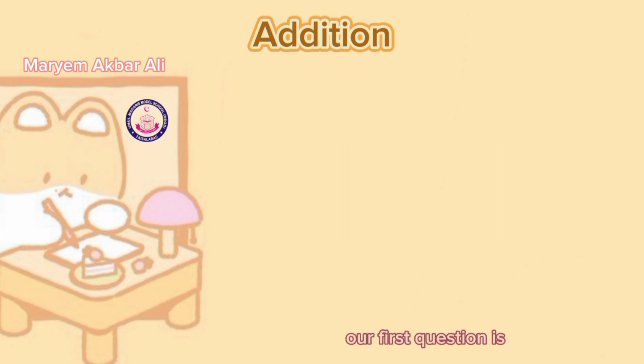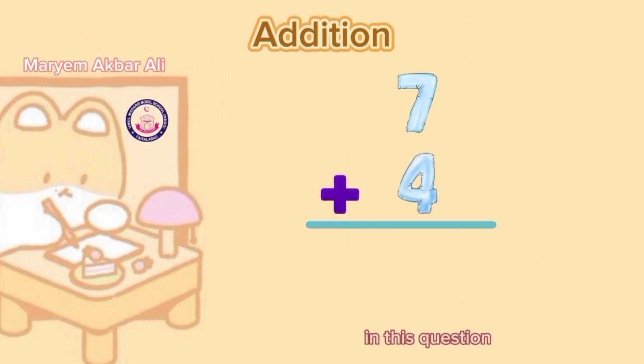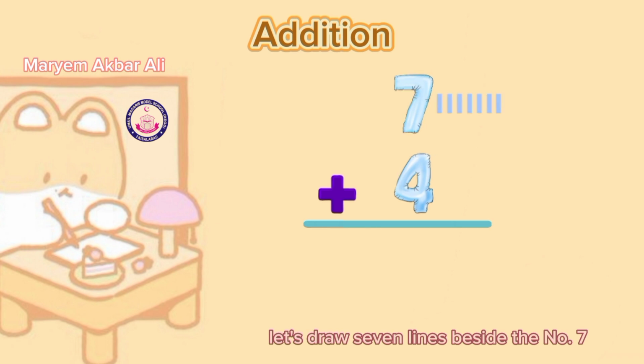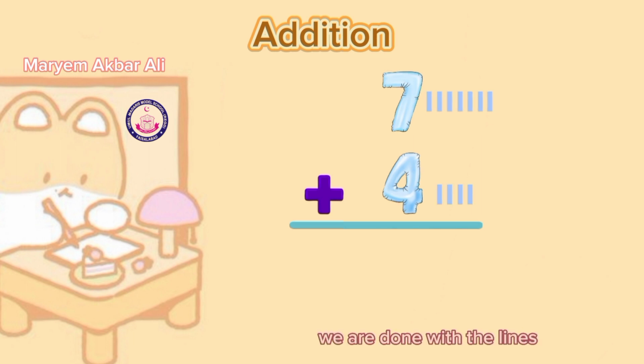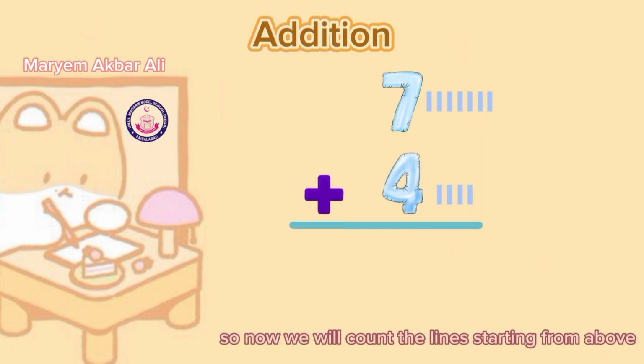Our first question is, in this question, which one is the bigger number? 7 is the bigger number, so we will start with 7. Let's draw 7 lines beside the number 7. Now for the smaller number, we will draw 4 lines beside 4. We are done with the lines, so now we will count the lines.